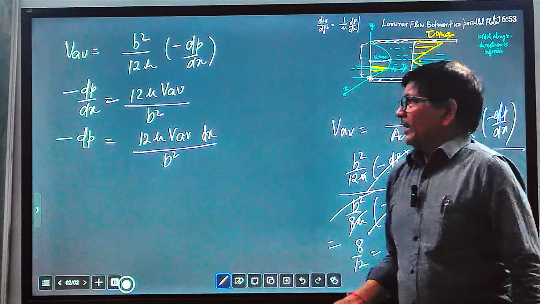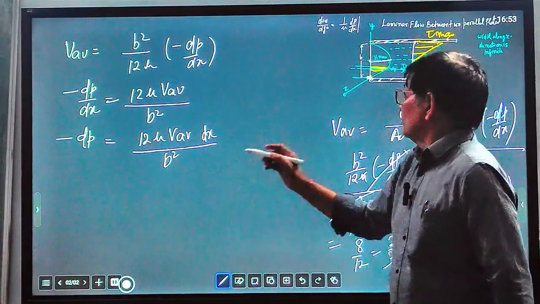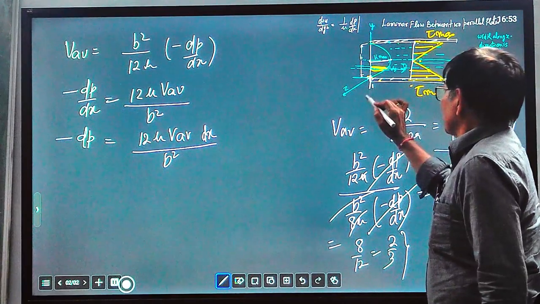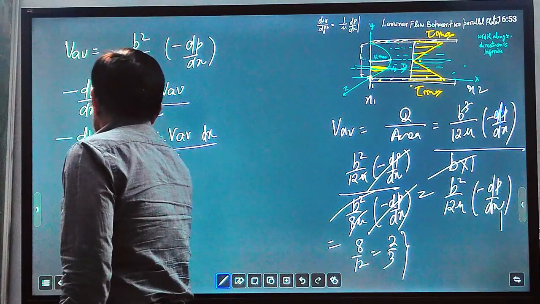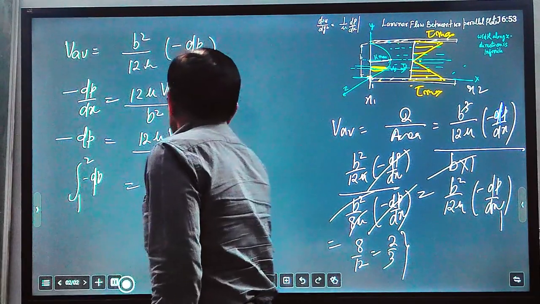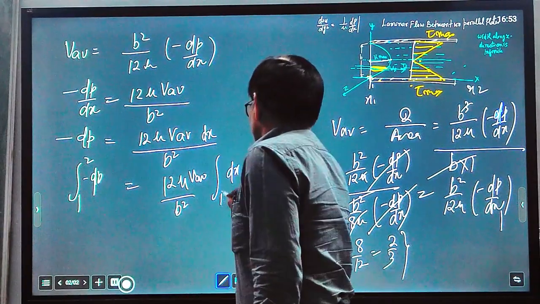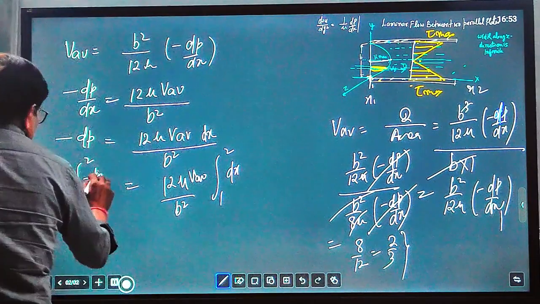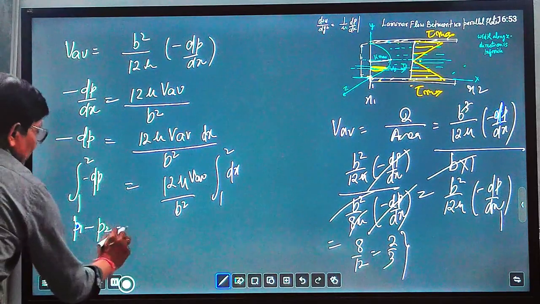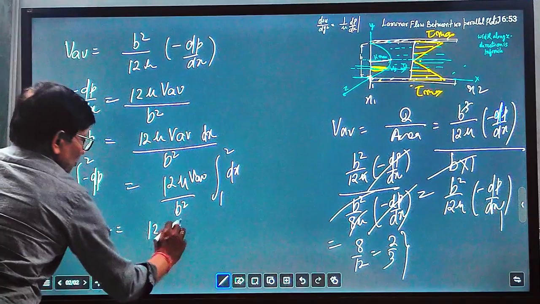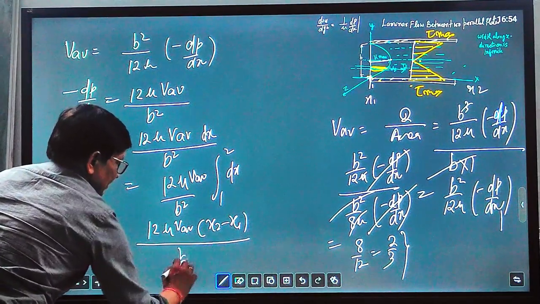Now integrating again both sides, pressure P1 to P2 and dx from x1 to x2, because here suppose the initial position is x1 and the final is x2. So integrating, minus dp from P1 to P2 equals 12 mu V average upon B square, dx from x1 to x2. So we get P1 minus P2 equal to 12 mu V average into x2 minus x1 upon B square.